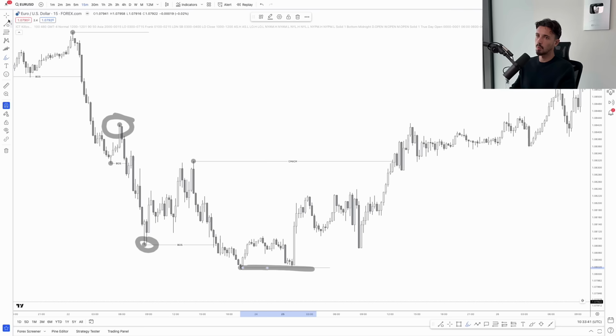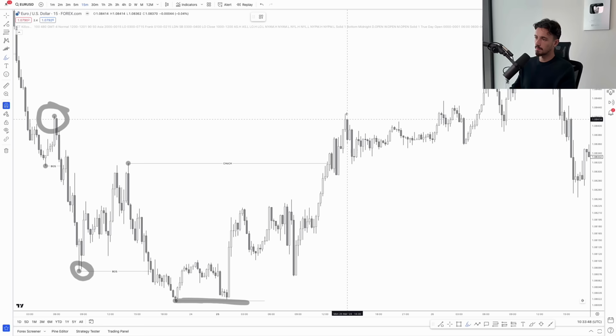So let's go and try and find it. So price comes up. This is the high that price puts in. One candle, two candles. That does not count, right? A lot of people I would see would try and do that. That doesn't count. That doesn't meet our rule. So we move on to the next one.